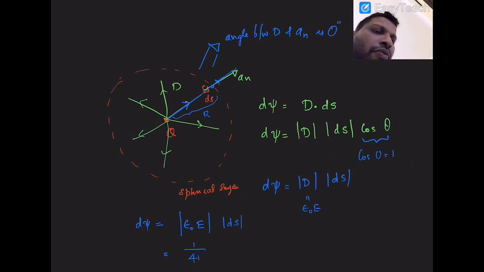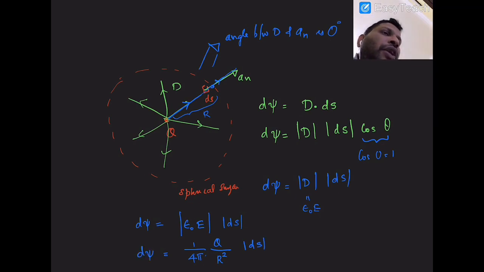So epsilon naught into electric field, you will get it as 1 by 4 pi. Epsilon naught into E, that will cancel. So epsilon naught will not be there in this term. So 1 by 4 pi into Q divided by the magnitude of the distance, that is r square. So distance is r, so we will be having r square. That is the equation for the electric field, because there is no direction here now. So into the magnitude of ds. So this will be my d psi.